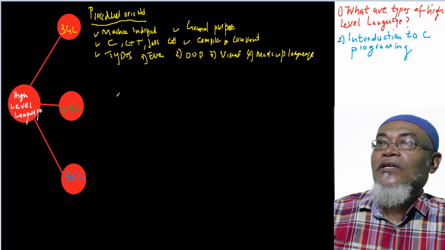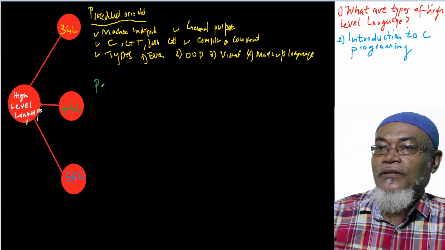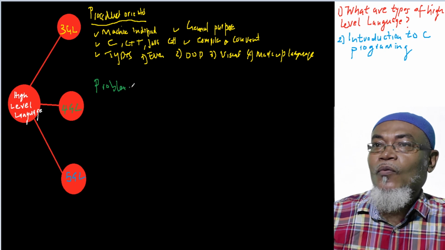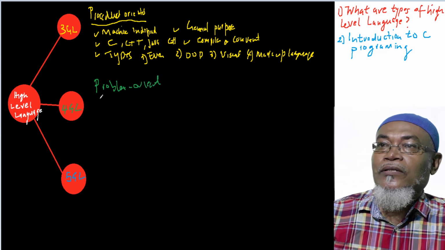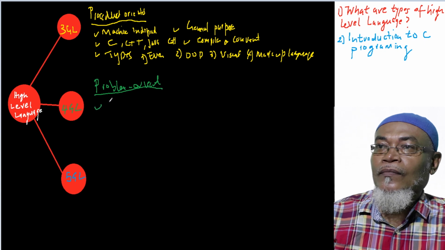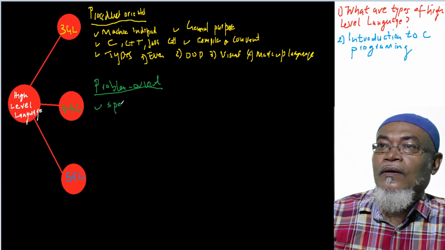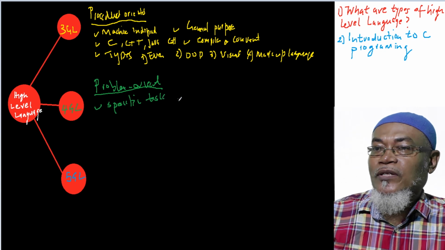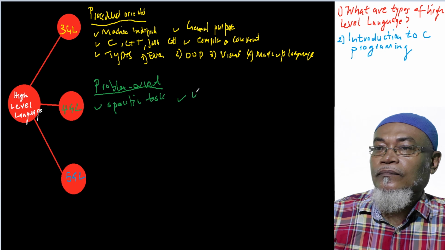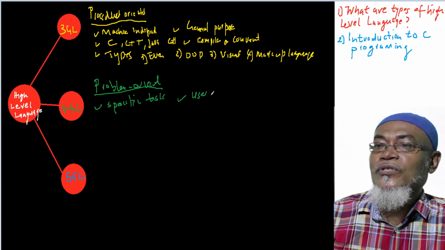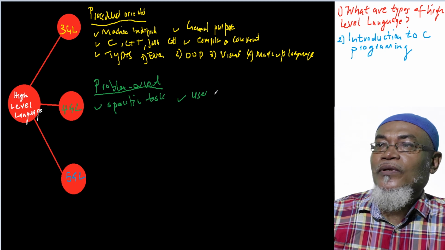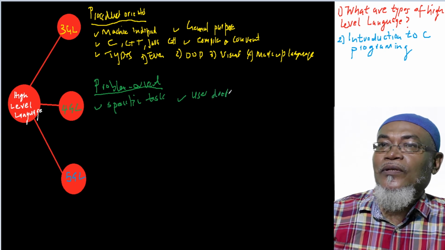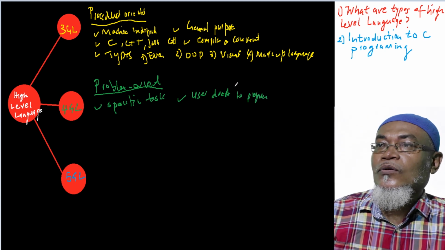Let's go to the second type, which is called 4G. 4G is problem oriented. Now, why are we calling it problem oriented programming? It's because they are specific to do a particular task. And here a user of this particular programming language does not have to write a program.